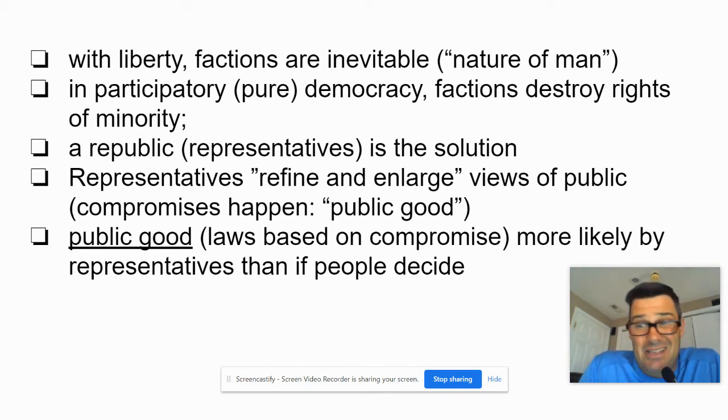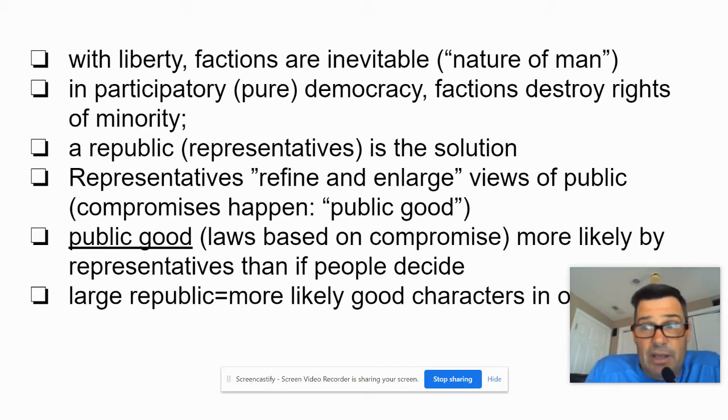So Madison makes the argument that pure democracy, where we're all voting on everything, isn't that great. We will do crazy things if we do that. We'll have a mob mentality where we're going to destroy the side we hate. We're going to shut them up, shut them down, and take away their rights. But actually, the public good is better served by the refining and the enlarging of the views through representatives. And it's better.